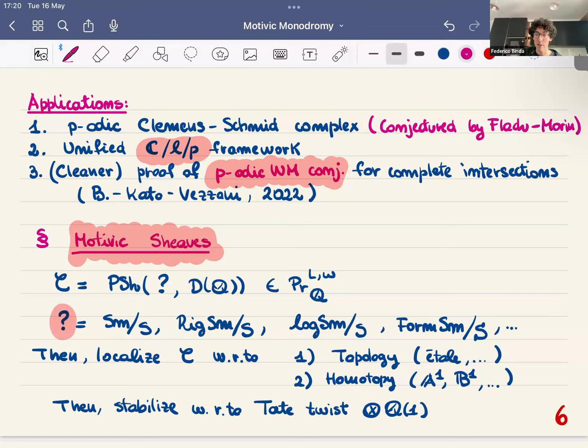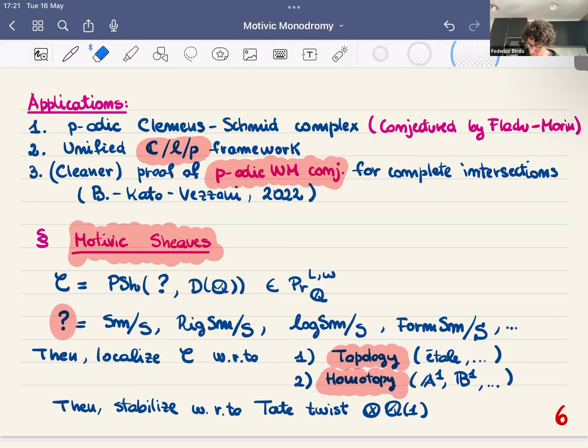It can be smooth schemes over S, where S is your favorite scheme, it could be rigid analytic spaces over an adic space S, it could be log schemes, log smooth over S, it could be formal schemes over a formal scheme S. It could be many other things, and decorations and combinations of the above. And as Morel and Voevodsky told us, you have to do two things. You have to localize with respect to your favorite topology, and the choice will be the étale topology. And then you have to choose how you do homotopy theory.